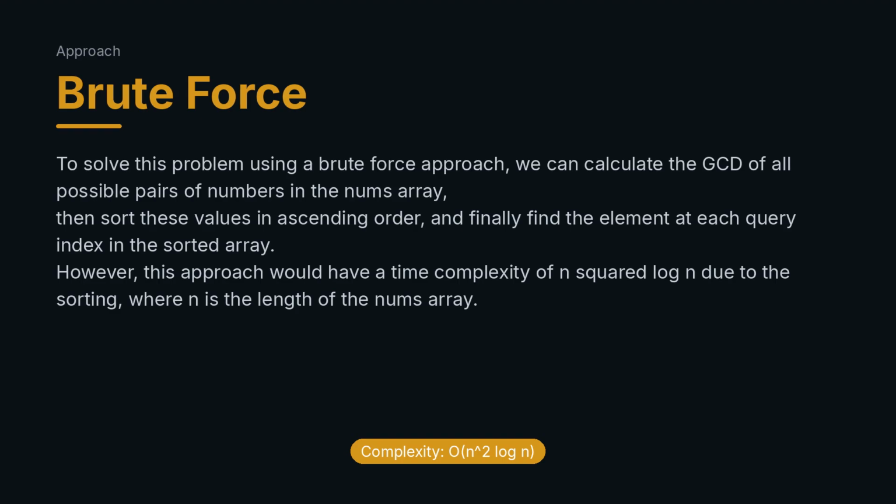To solve this problem using a brute force approach, we can calculate the GCD of all possible pairs of numbers in the nums array. Then sort these values in ascending order, and finally find the element at each query index in the sorted array. However, this approach would have a time complexity of O(n^2 log n) due to the sorting, where n is the length of the nums array. The complexity here is O(n^2 log n).